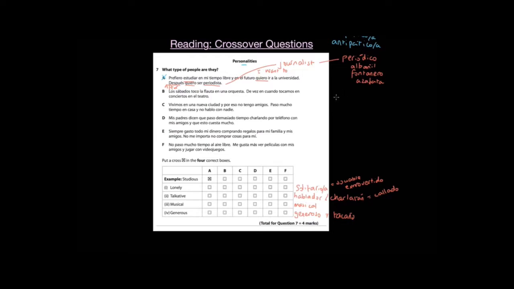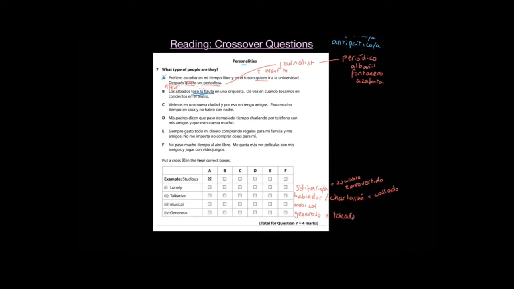Next one I'm going to look at is B, and now remember, we're starting the activity in earnest. So we've got 5 people left, 5 people describing themselves, and I've got 4 things to find. So one of them is not going to be represented by a word. So I'm going to start looking at this. Los sábados, on Saturdays, toco la flauta. Toco la flauta, I play the flute.